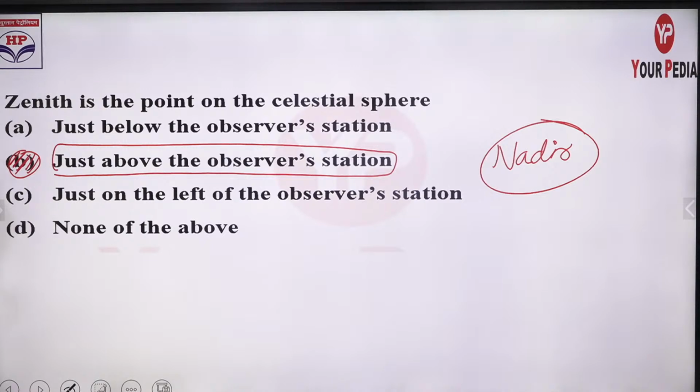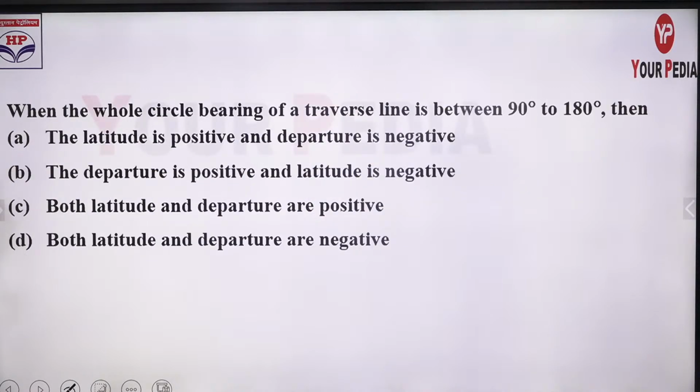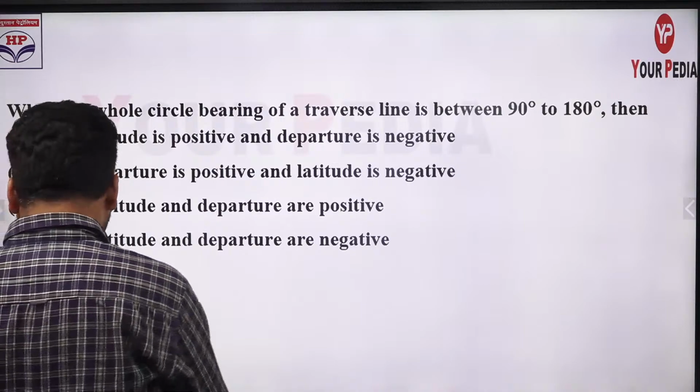Okay, so I think this is okay. Let's proceed further. Next question. When the whole circle bearing of a transverse line is in between 90 degrees to 180 degrees.